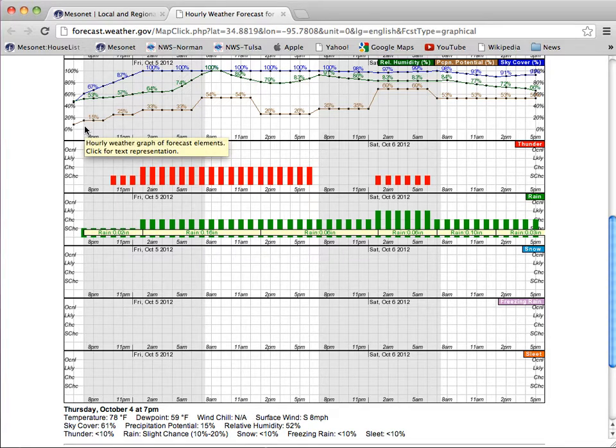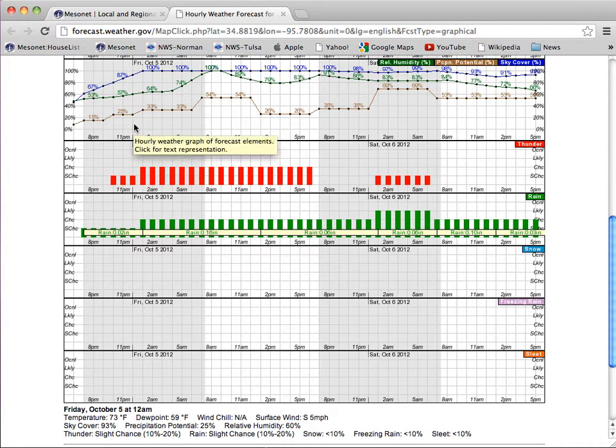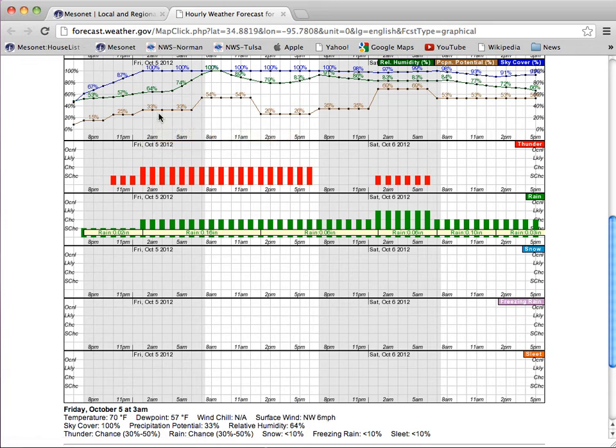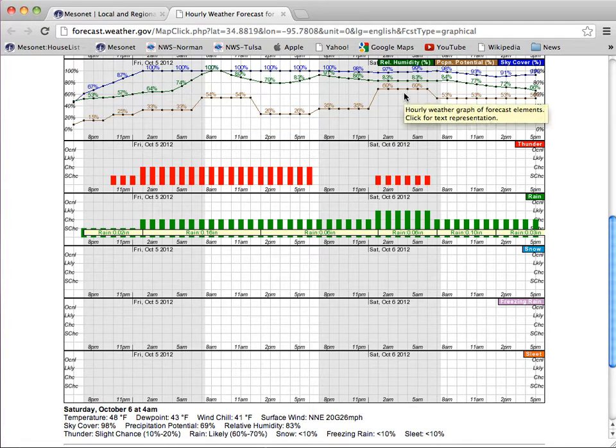The brown line indicates the potential for precipitation. We can see at 8 p.m. that is 15%. That is on Thursday night. As we move past Friday at midnight, that climbs up to 33% in the morning hours. As we get into Friday morning with the daylight, that increases to 54%. And then Saturday morning after midnight, it jumps to 69%.